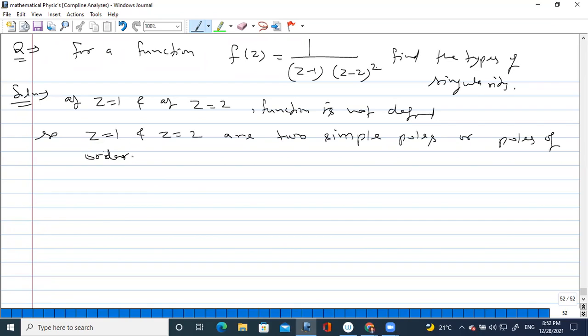If it were power 2, then z equal to 2 would be a pole of order 2 and z equal to 1 a pole of order 1. But here only power 1 is given, so both are simple poles. So first of all, that name I have given. Now you can check.